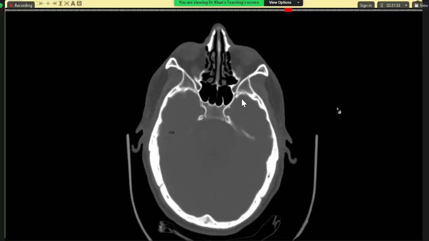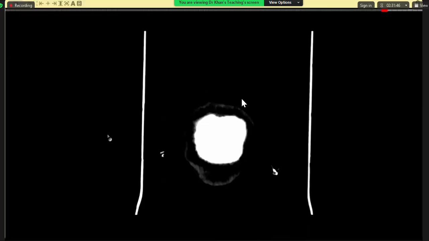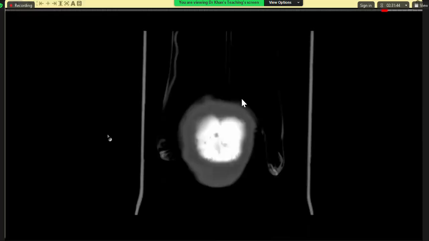Sir, can I see the coronal section to visualize the erosion of the roof of the middle ear to see the direct communication? Okay, this is the coronal.